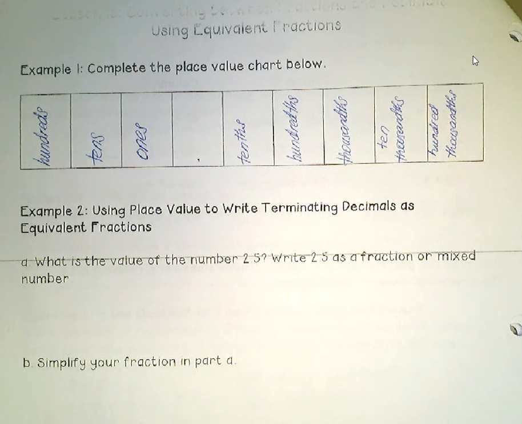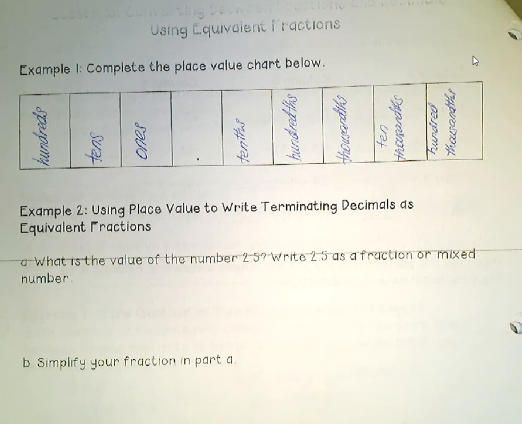Okay, so if you don't remember your place values, I would highly recommend you review them because we will be working a lot with them. If not in grade 7, then in grade 8 for sure. So we need those values memorized. We need to know where each digit is located and what its place value is. So today we are going to use the place values to write terminating decimals as equivalent fractions.